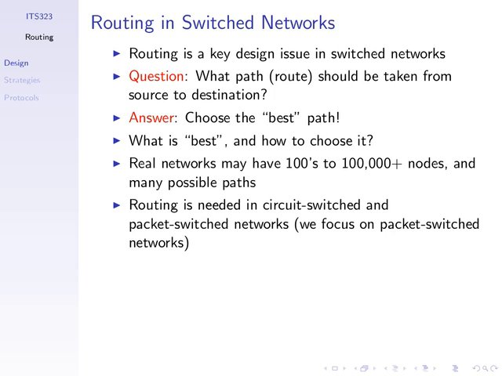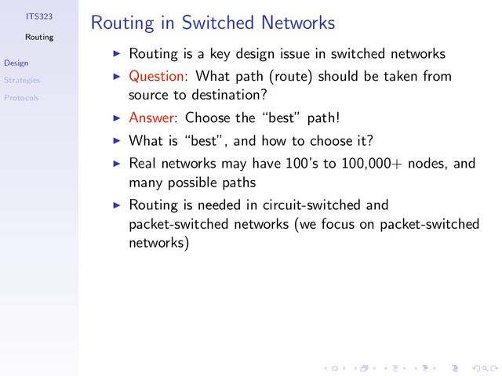Which path or route should be taken from source to destination? Well, the answer is easy. Choose the best path. But we need to define what we mean by best, and how we have an algorithm or a protocol that will calculate that for us. For a network, we don't want a human to have to calculate what is the best path. We'd like computers, and in fact, in most cases, the nodes themselves to calculate the best path. So we need some algorithms to do that.